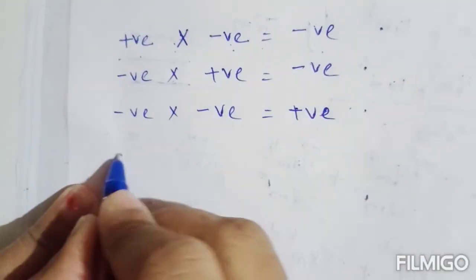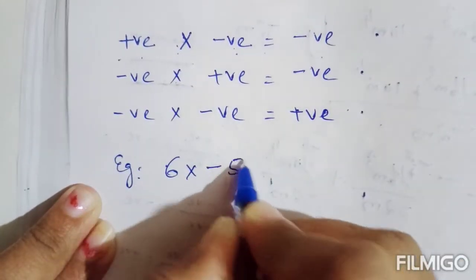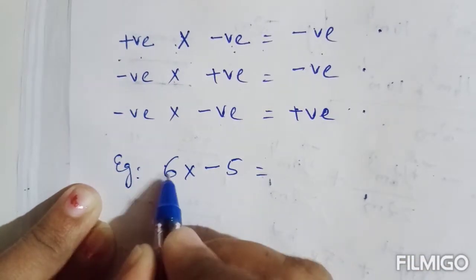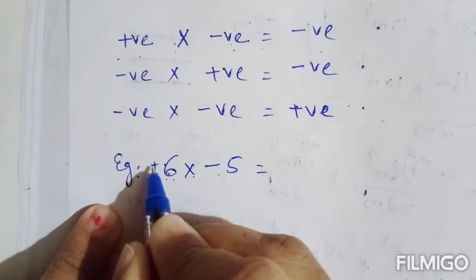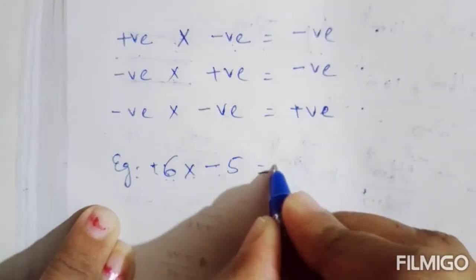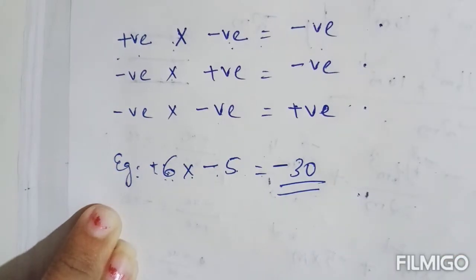Okay, I will give you an example. Positive 6 into negative 5. Positive 6, simply 6 we can write. Positive 6 into negative 5, it will be positive into negative, it is negative. 6 into 5, it is 30. So minus 30 will be the answer.